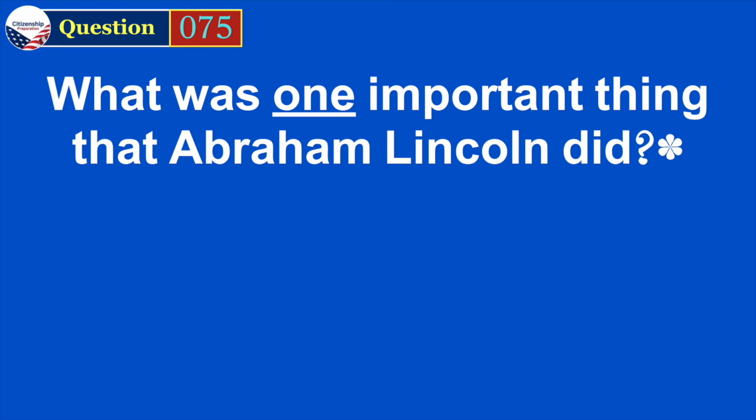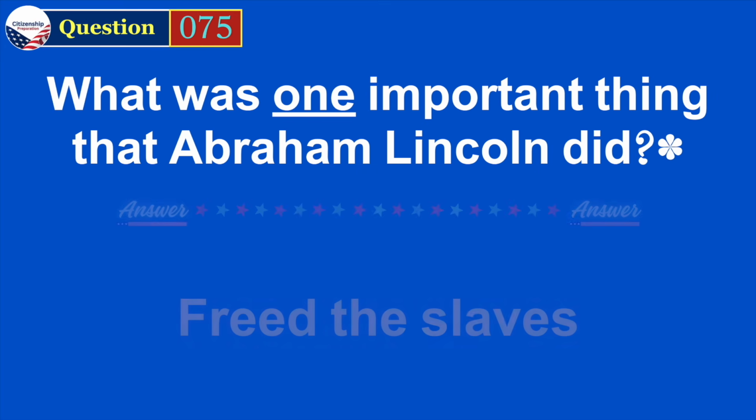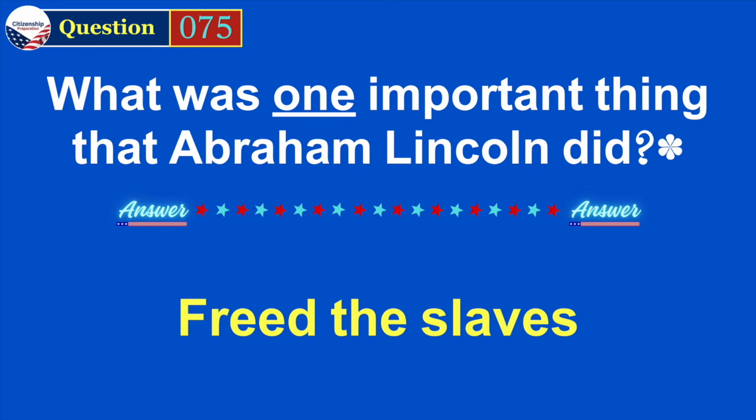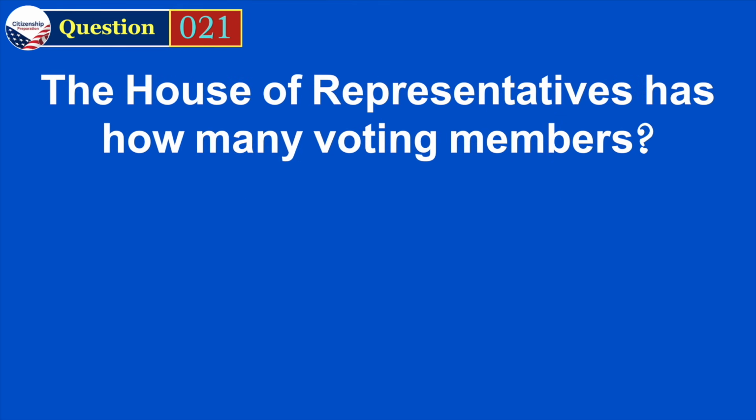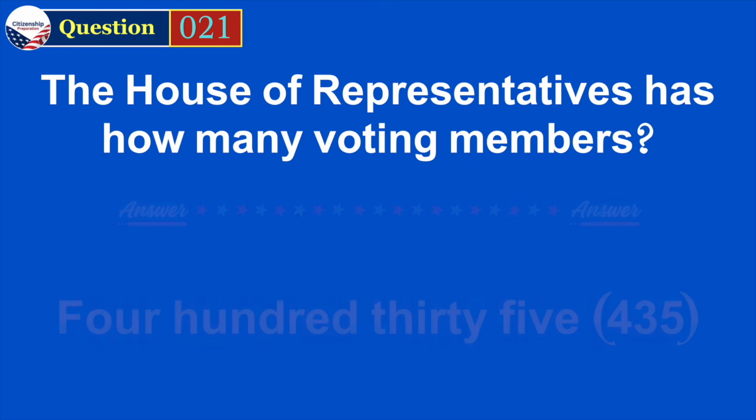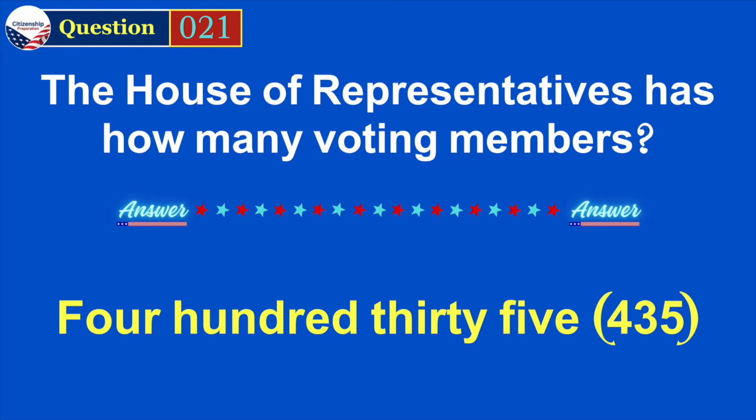What was one important thing that Abraham Lincoln did? Freed the slaves. The House of Representatives has how many voting members? 435.